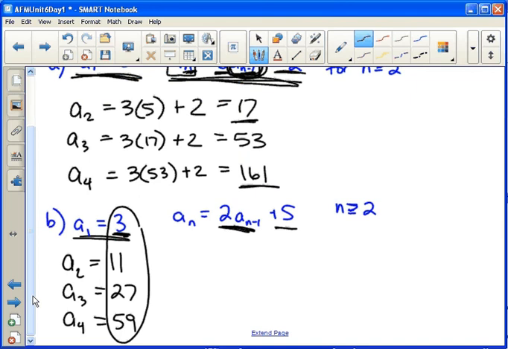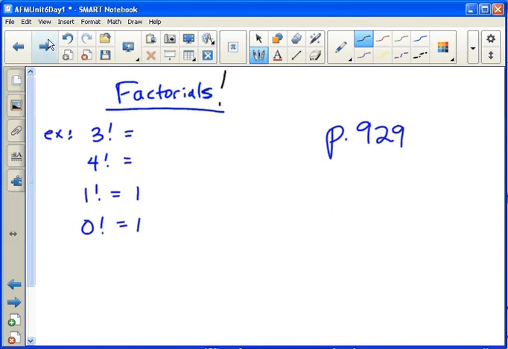Factorials. Factorials are a shortcut way to write multiplication. So 3 factorial means you multiply every number 1 through 3. So 1 times 2 times 3. So 3 factorial is equal to 6. 4 factorial means you multiply every number 1 through 4. 1 times 2 times 3 times 4, which gives you 24. I guess I should say every integer 1 through whatever number that is.